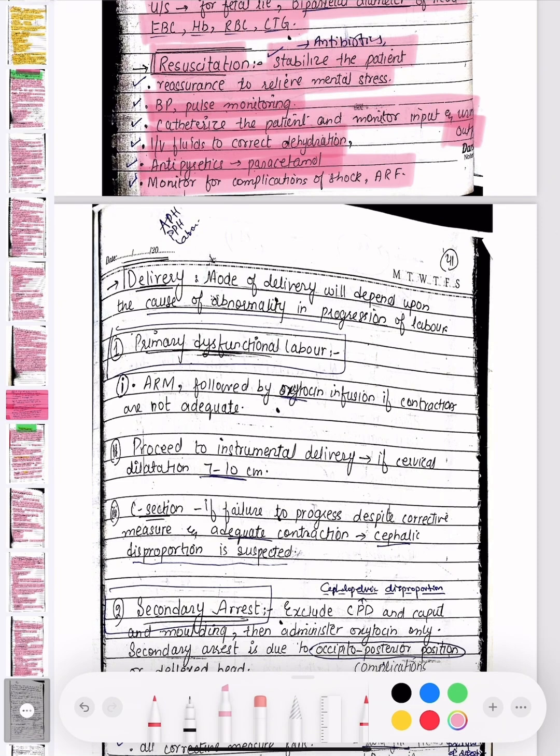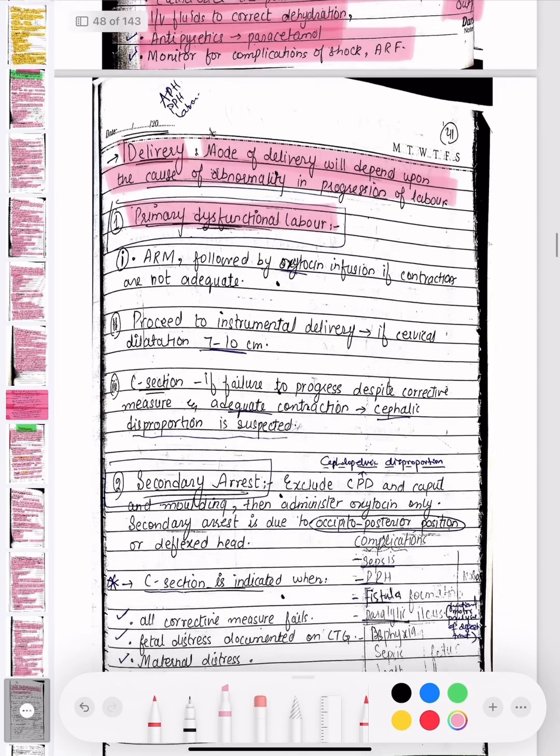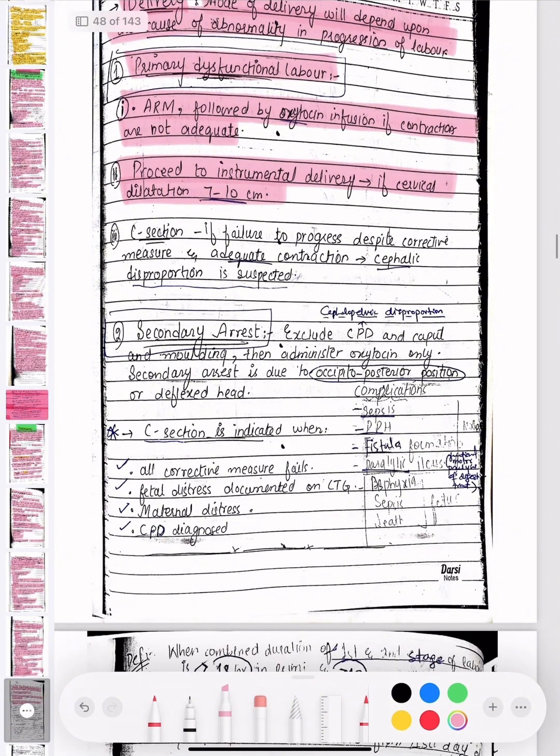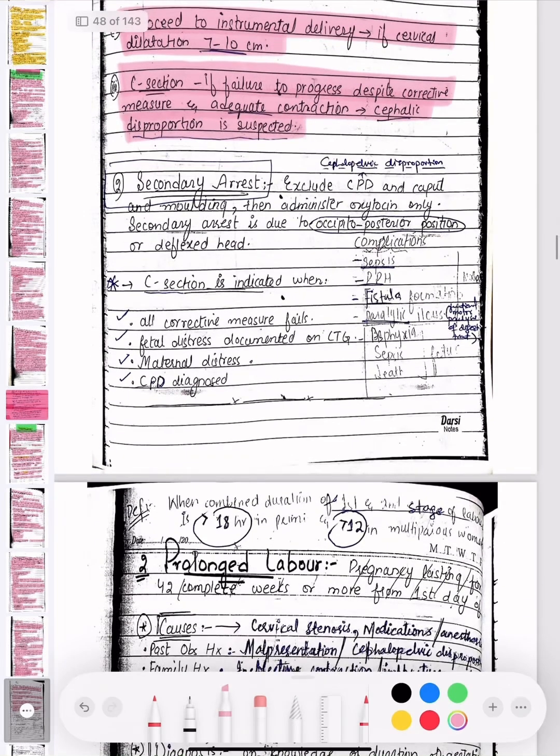Now, the mode of delivery will depend upon the cause of abnormality in the progression of the labor and the primary dysfunctional labor. First of all, artificial rupture of membrane is done, which is followed by oxytocin infusion if contractions are not adequate. Then proceed to instrumental delivery if cervical dilatation is 7 to 10 cm. C-section is done if there is failure to progress despite corrective measures and adequate contractions, or cephalopelvic disproportion is suspected.